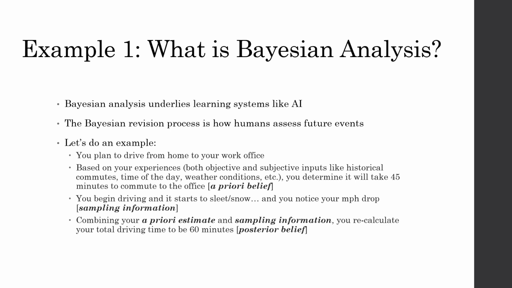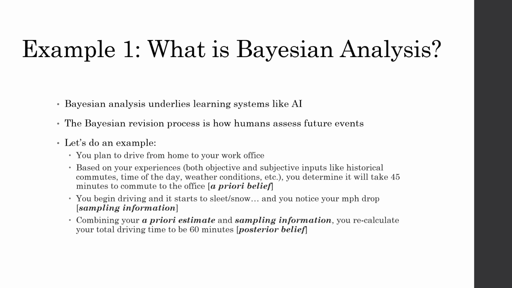So in your mind, you now have to combine your a priori belief, your estimate, with your sampling information, and you're going to recalculate how long it's going to take you to get to the office now. And you say, okay, that's 60 minutes now. That's your posterior belief. So you have just done a Bayesian revision. You start with a subjective belief based off your experiences and your knowledge.